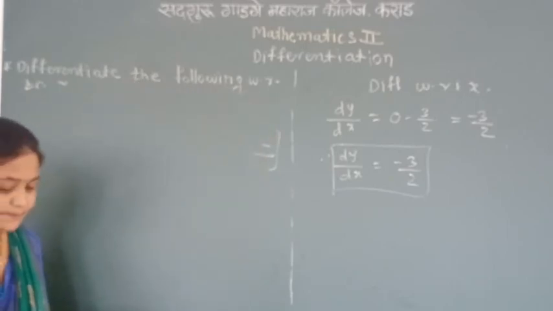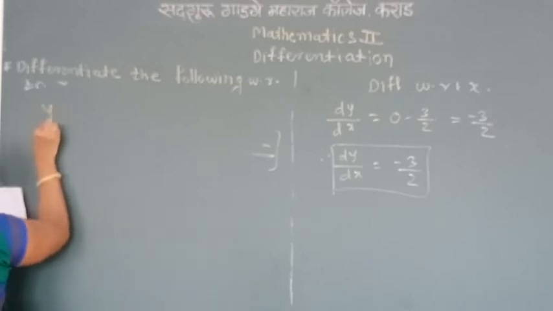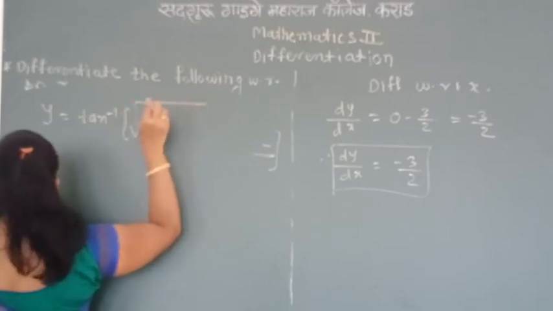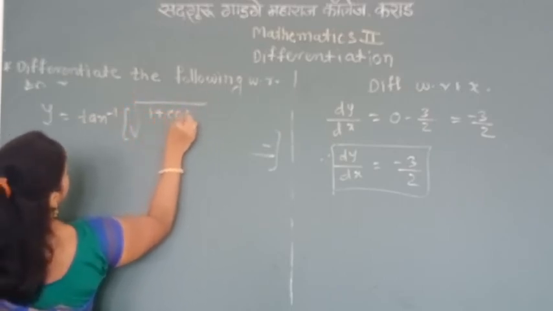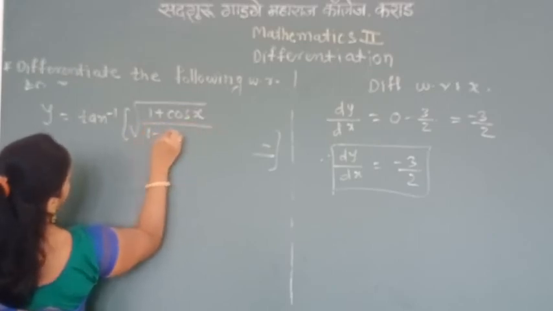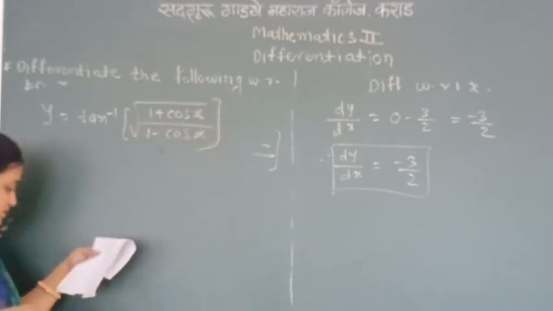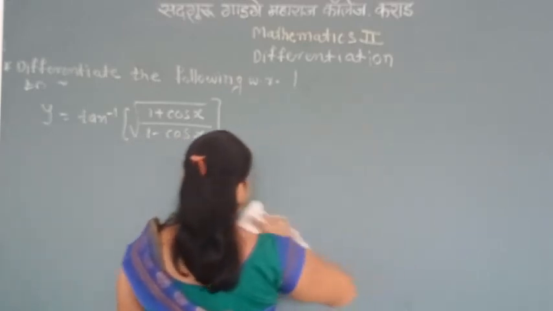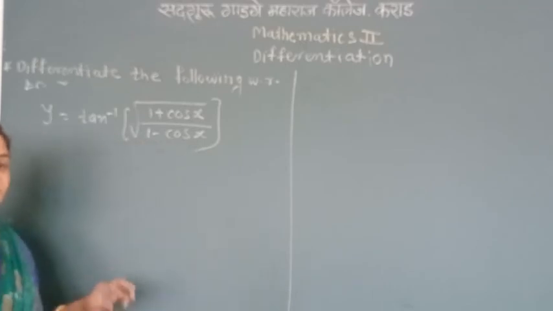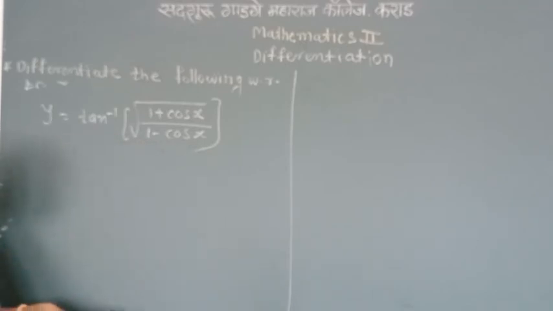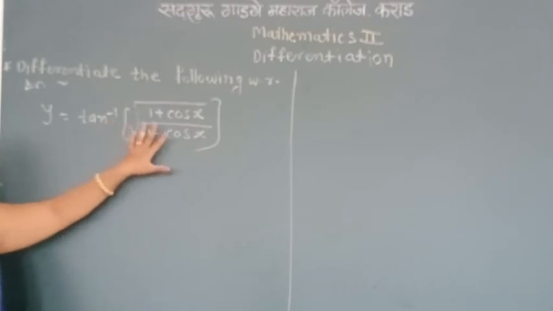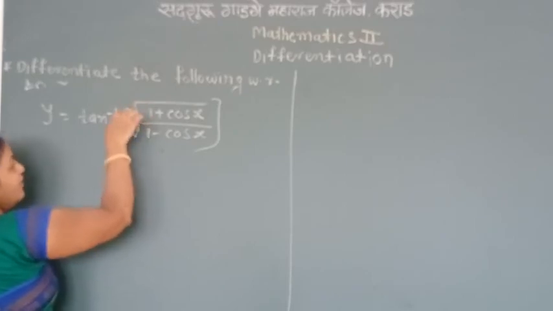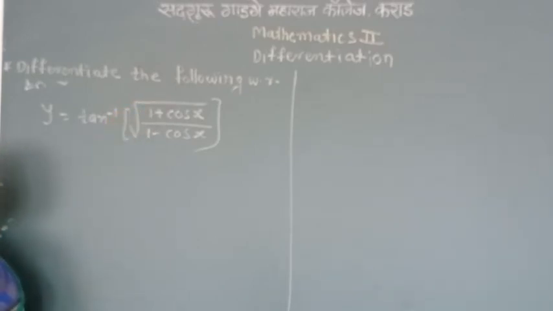Seventh example. y is equal to tan inverse of the square root of 1 plus cos x divided by 1 minus cos x. So again, this is a tan term and I want to convert it into tan or cot. But before we convert, we can delete the square root first. So how to delete the square root?